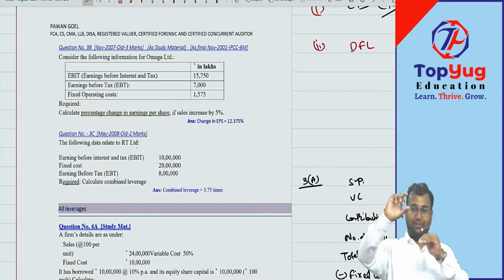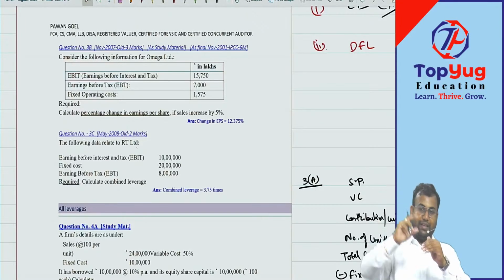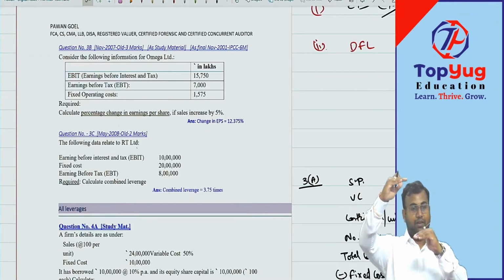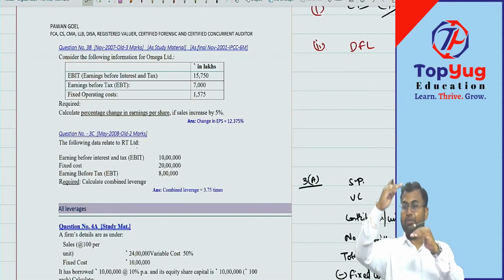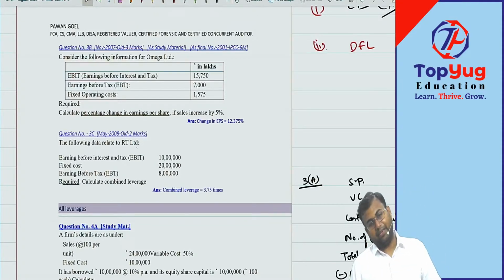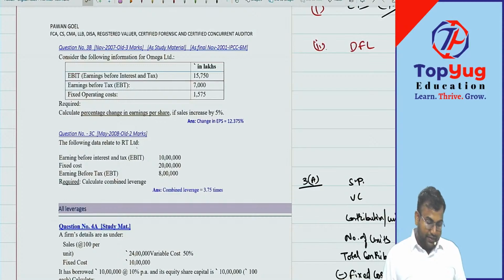See, there are two gaps: EBIT to contribution, and EBT to EBIT. So now combined leverage will take you directly from EBT to contribution. So this gap has to be bridged only by combined leverage, right? Yes. Can we do this?